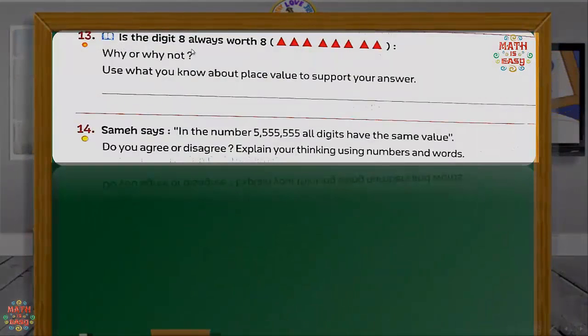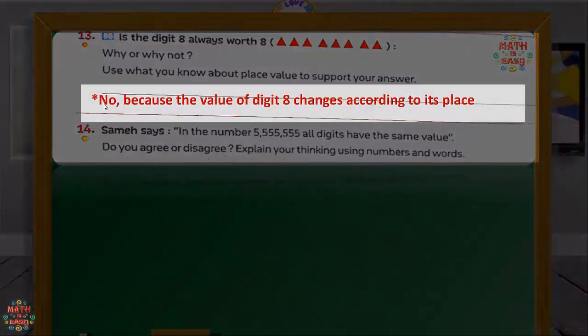13. Is the digit 8 always worth 8? Why or why not? Use what you understand about place value to support your answer. If you put 8 in the ones place, the value equals 8. If you put 8 in the hundreds place, the value equals 800. If you put 8 in the thousands place, the value will be 8,000. That means your answer should be no, or disagree, because the value of the digit 8 changes according to its place.